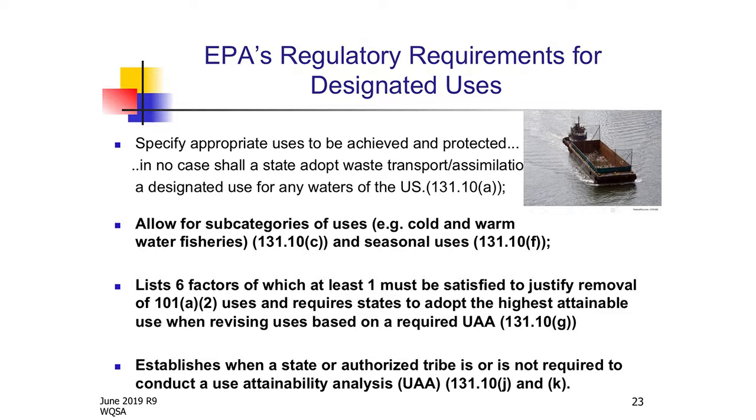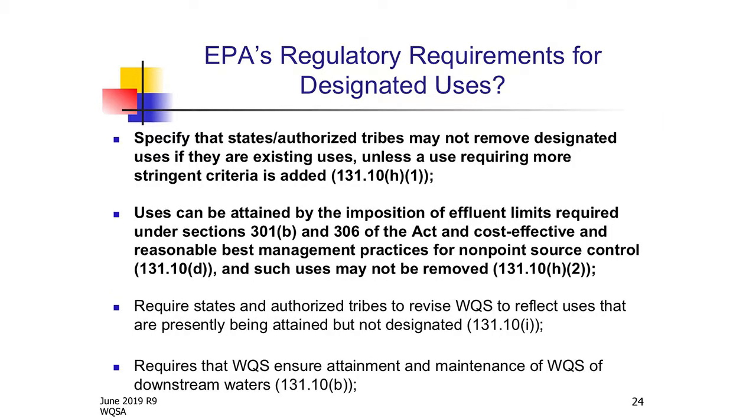The six factors from our regulations, we call the 131.10(g) factors, at least one of them must be selected to justify removal of a 101(a)(2) use. Also, when doing that, you need to adopt the highest attainable use. And the regs also establish when a UAA is not required. Also specifying that states and authorized tribes may not remove designated uses if they are existing uses.